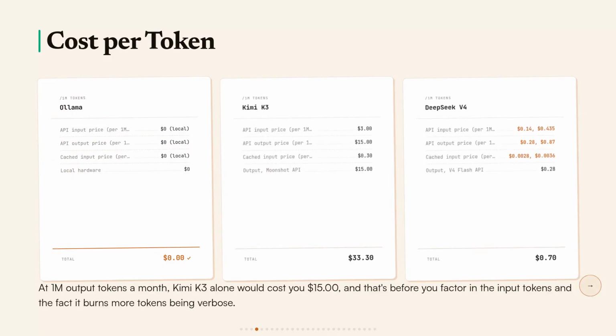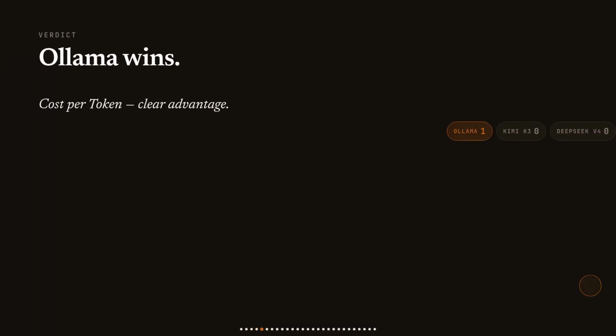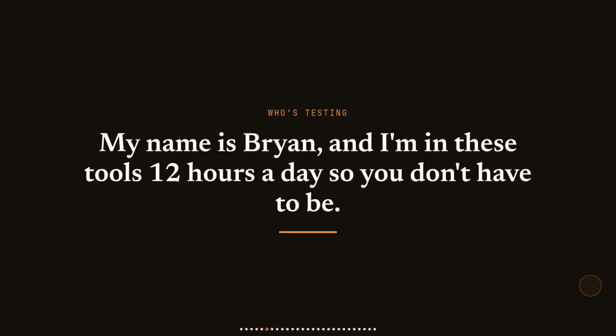But since nothing beats zero, Ollama takes this dimension outright, as long as you've already got the hardware to run it. That's not a typo, that's a 97% discount stacked on top of a price that was already a fraction of Kimi's. My name is Brian, and I spend most of my week digging through AI products, benchmarks, APIs, and pricing pages to figure out where these tools actually differ.